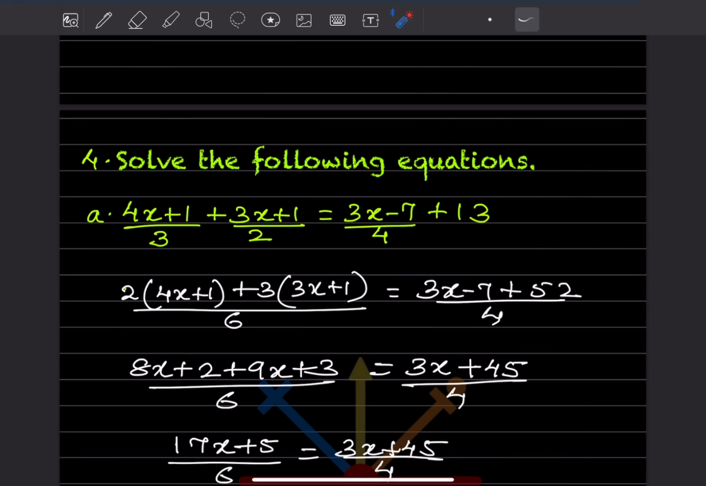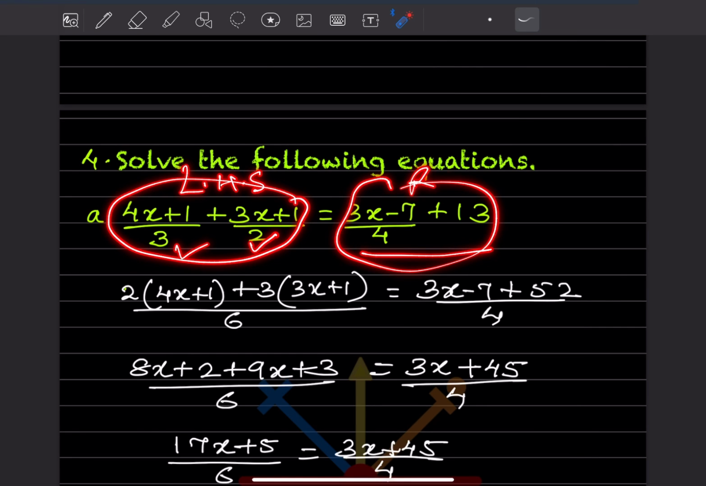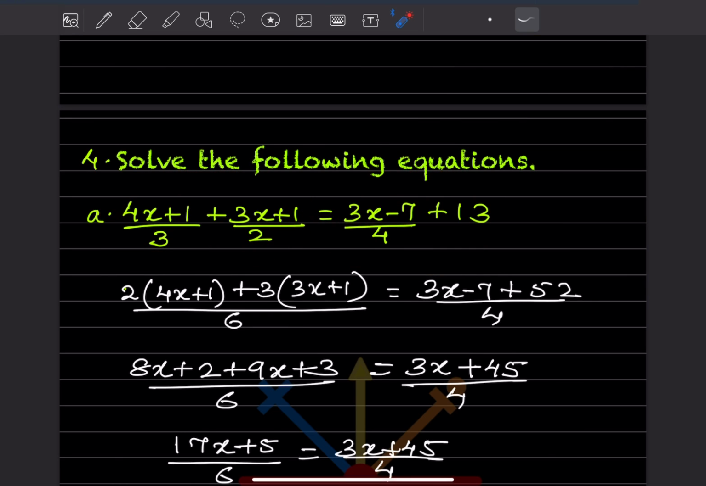So (4x + 1)/3 + (3x + 1)/2 = (3x - 7)/4 + 13. What we can see here is that the denominators are different. Let us solve the left hand side first, and then the right hand side. Here we have 3 and 2, so the LCM is going to be 6. For the first term you need an extra 2, so this will be multiplied by 2. For the second you need 3, so this will be multiplied by 3.